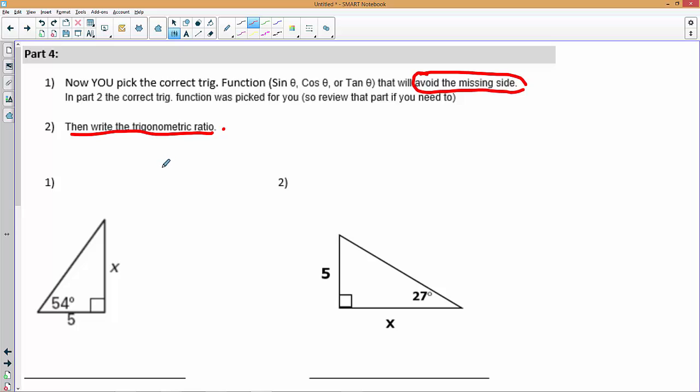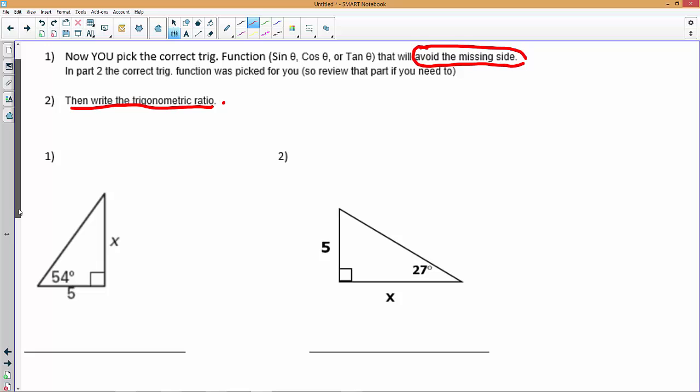The trig equation. So in other words, let's do a wrong approach for problem 1, which is just trial and error here. So we want to avoid the missing side. There are 3 possible things I can do with this angle. A lot of you tried to use this angle. You called it theta up here. You weren't wrong, but you're never going to be able to solve the problem in part 5.